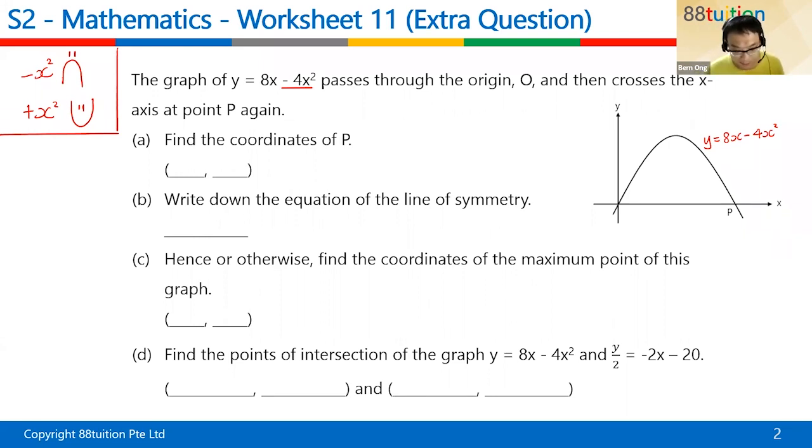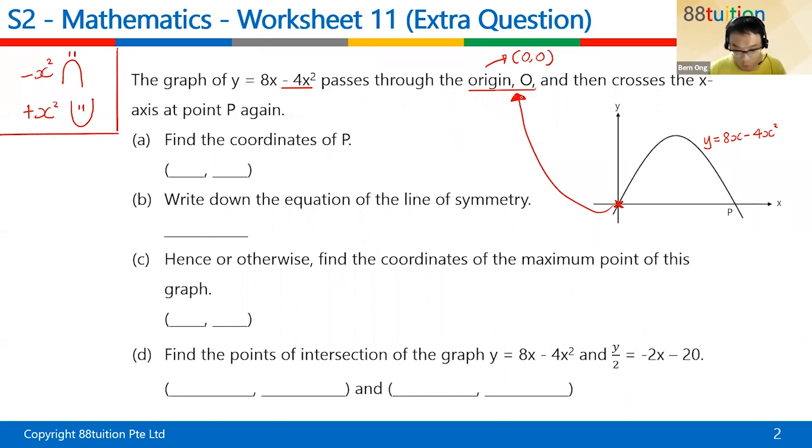Okay, so this particular graph passes through the origin. Children, when you see the word origin, it actually means the point (0, 0). Where is the origin? It's actually down here. This point down here is called the point of origin, the (0, 0) point. So next time when you see the word origin, it means (0, 0).